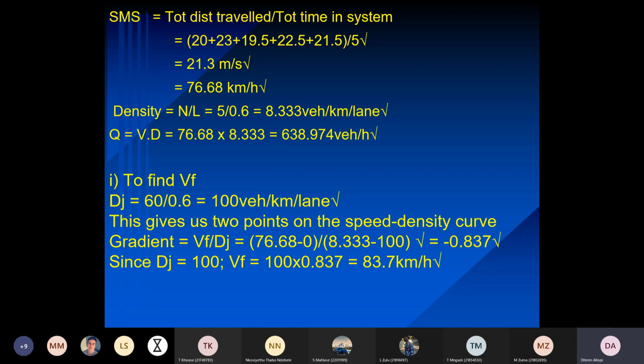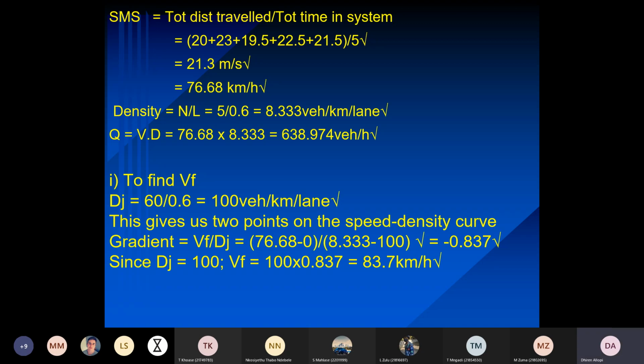That gives you 8.333 vehicles per kilometer per lane. So for that stream of traffic that you observed, those 5 vehicles, you've worked out the average speed, the space mean speed, and you've worked out the density. So you can now work out the flow of that stream of traffic, which is from the basic formula, flow is speed times density. You worked out the speed to be 76.68, density to be 8.333, and that gives you a flow of 638.974 vehicles per hour.